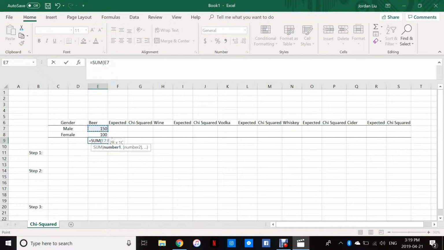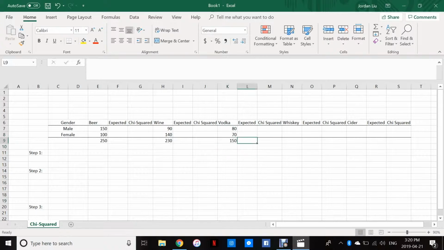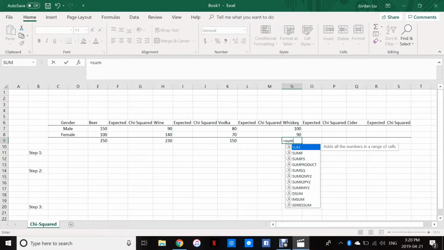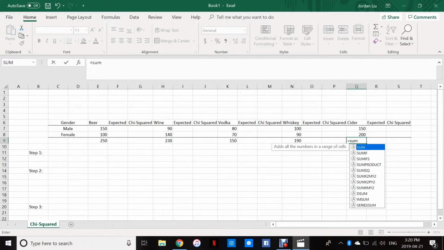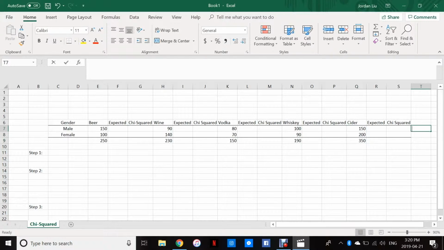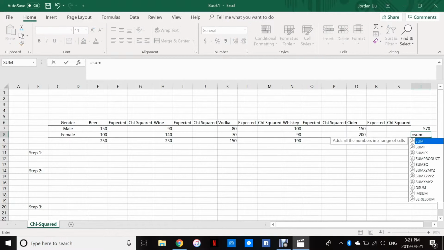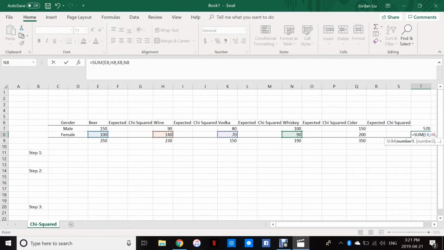There is a perception that there is a preference in alcohol between genders. A research team conducted a study on gender and preference in alcohol, such as beer, wine, vodka, whiskey, and ciders. They had a sample size of 1,170, consisting of 570 males and 600 females. At a 1% significance level, can we conclude that there is a relationship between gender and alcohol preference?